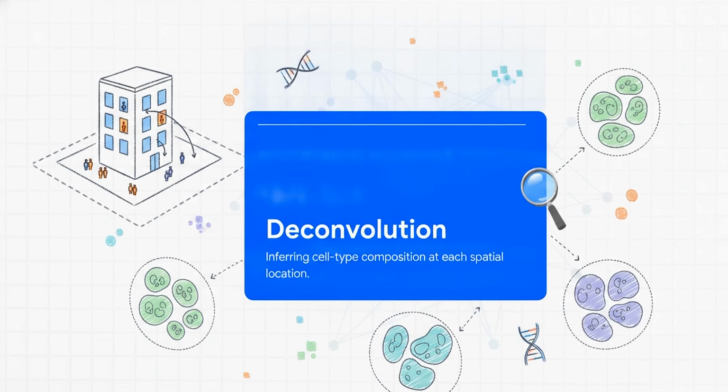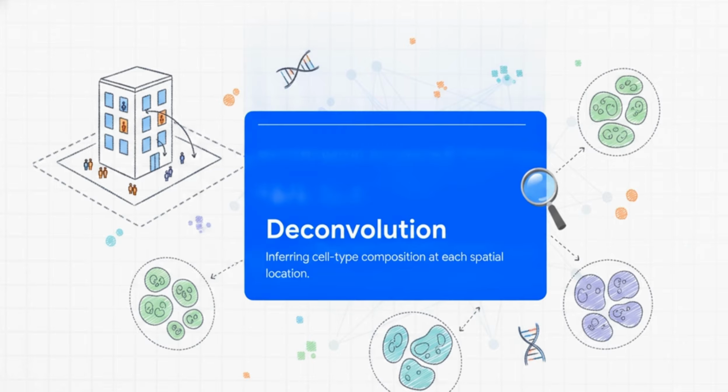First up is deconvolution. Here is the big problem. Most sequencing-based spatial tech doesn't capture data from just one single cell at a time. The resolution is wider, meaning each data spot actually contains a mixture of several cells. Deconvolution is kind of like trying to figure out exactly who lives in a specific apartment building when you only have the census data for the entire city block. It's tough.